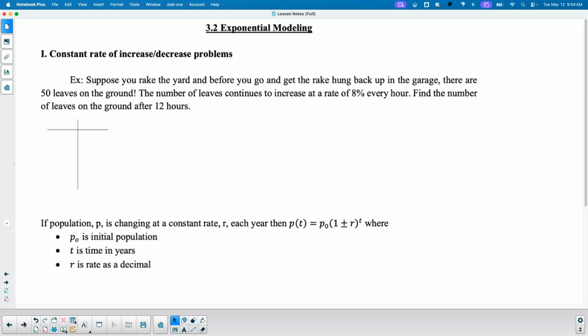Suppose you rake the yard before you go and get the rake hung back up in the garage. There are 50 leaves on the ground. So in terms of a point that we could graph of our function, we would have 0 hours and we would have 50 leaves on the ground.